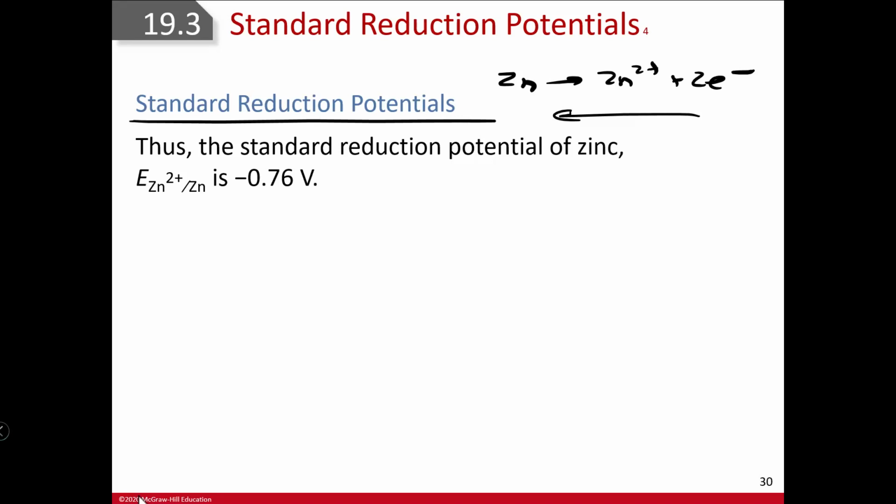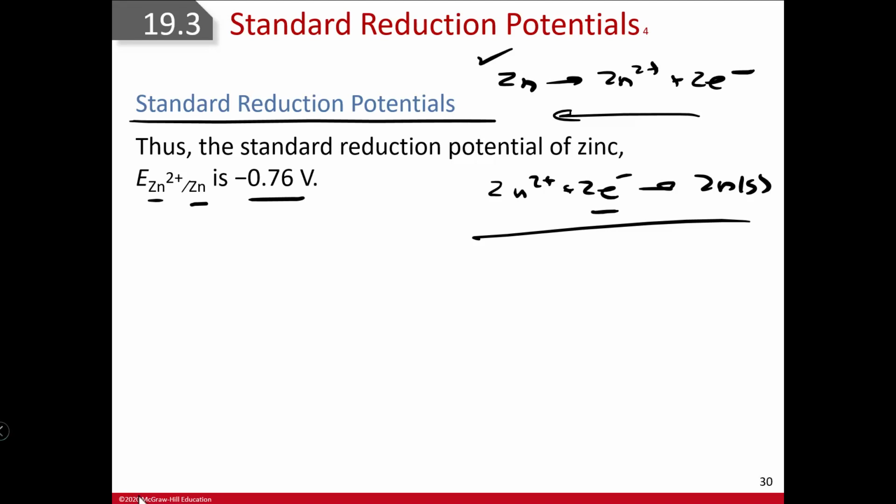Gen Chem 1. Here the standard reduction potential is negative 0.76. So it's just the opposite of what happened at the electrode in this case. But the zinc 2 positive gaining 2 electrons is a reduction, because the electrons are on the reactant side to form zinc solid. That's called a reduction, and the standard reduction potential is 0.76.